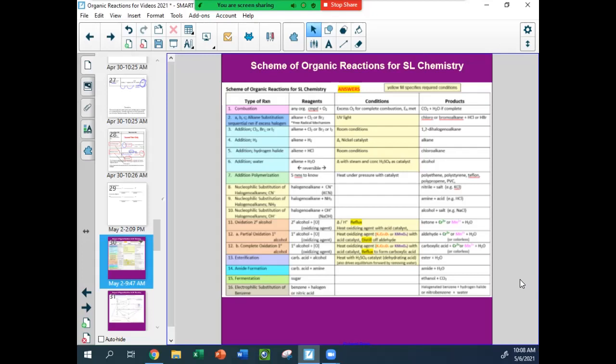I remind you that this scheme of organic reactions has all of these reactions on it. You can look at them in more detail. Look at the reagents here. Look at the products here. Notice that for oxidation of alcohols, they include that second reagent that has to be the oxidizing agent, like potassium permanganate or potassium dichromate, as just an O. That O in parentheses means the oxidizing agent.